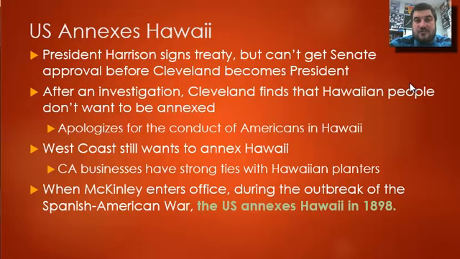But the West Coast still really wants to annex Hawaii because California businesses have strong ties with these Hawaiian planters, and so after Cleveland gets out of office, and in 1896, McKinley versus William Jennings Bryan, when McKinley enters office in 1897, and then during the outbreak of the Spanish-American War, the U.S. annexes Hawaii finally in 1898.